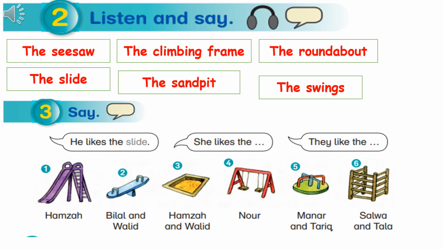They like the roundabout. And the last one, picture number 6. This is the climbing frame, right? What do Salwa and Tala like? Can you say complete sentence? Yes. Salwa and Tala. Okay, so they like the climbing frame. I want you here again to say complete and correct sentences with your friends about these pictures. Thank you.